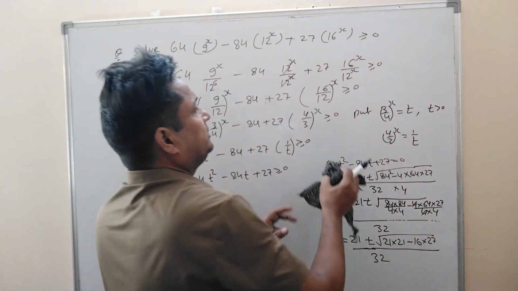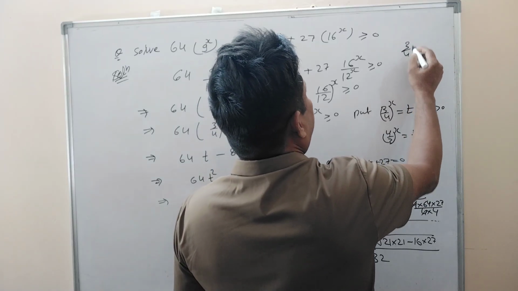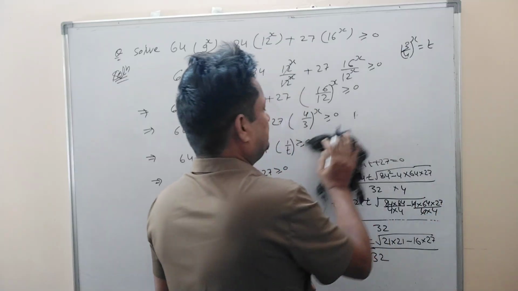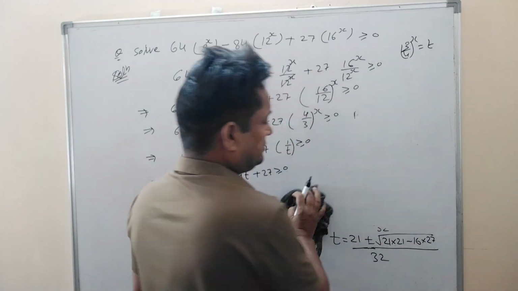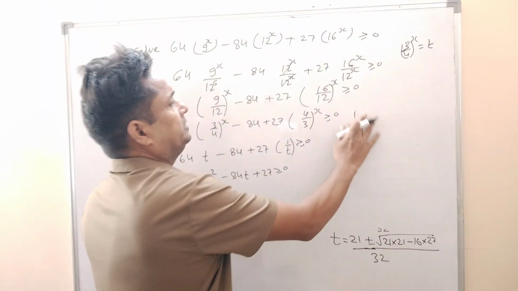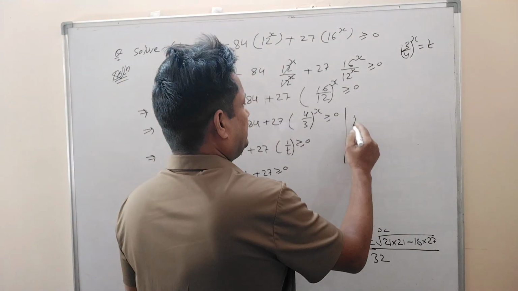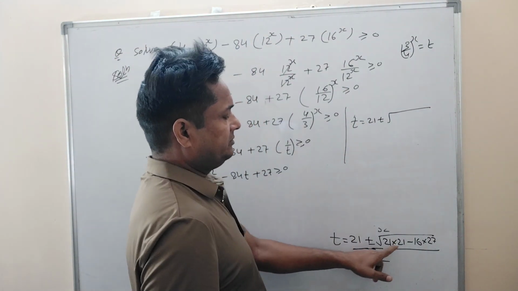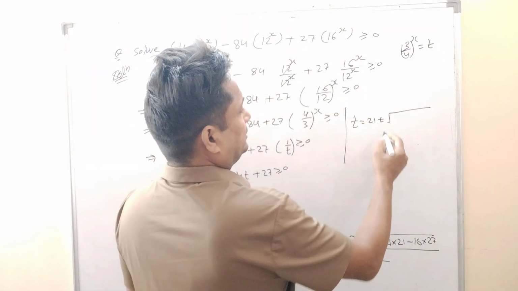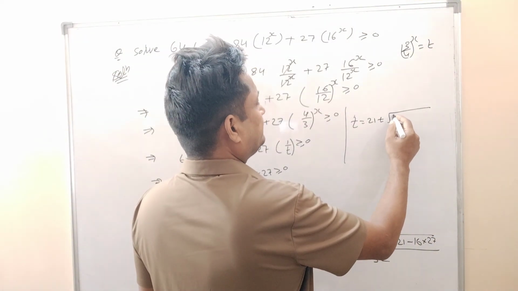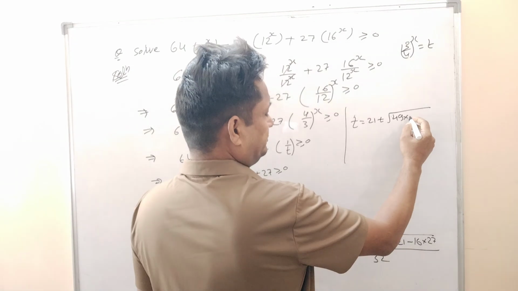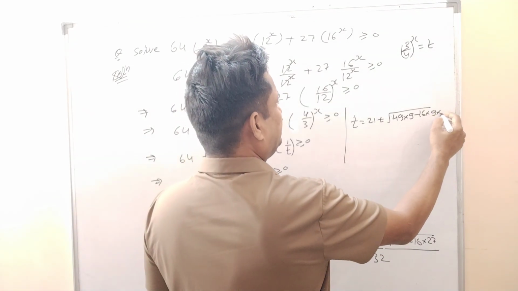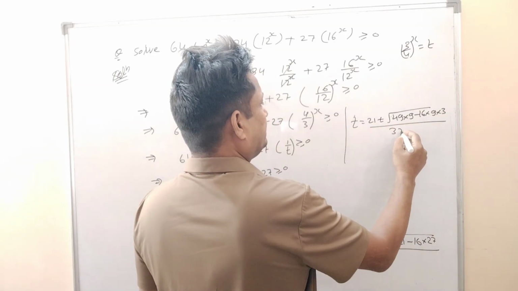Now find out the value. This is 3 by 4 to the power x is equal to t. Now simplify this term. So what will be the value of this one? t will be equal to 21 plus minus of, this can be written as 49 into 9 minus 16 into 9 into 3, divided by 32.